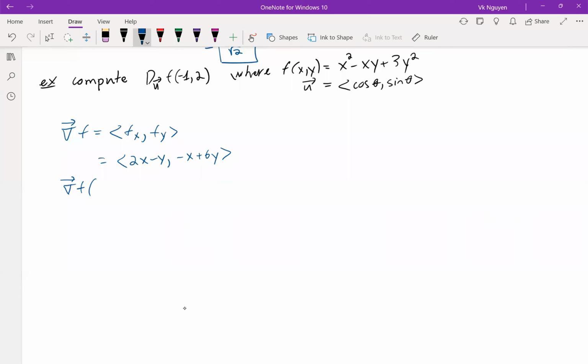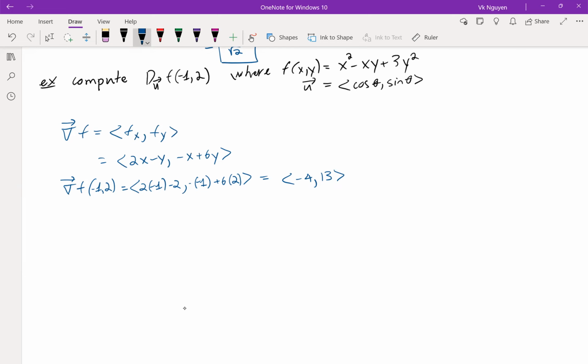The gradient vector evaluated at (-1, 2). So this would be 2 times -1 minus 2, and -(-1) plus 6 times 2. Right, so what do we have? We have -2 minus 2, which is -4, and 1 plus 12 is 13. Okay, yeah.